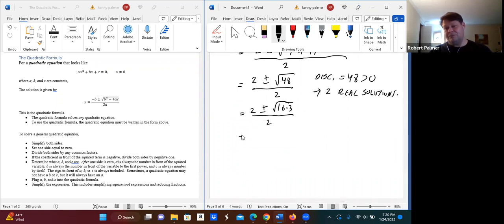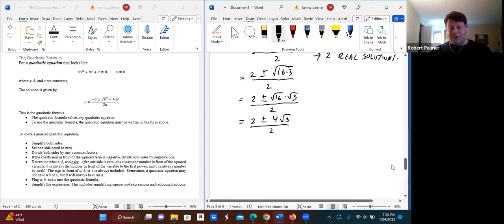Okay. And then if you recall, you've seen this before, since we're multiplying, we can break this up into the square root of 16 times the square root of 3, still over 2. And what that becomes is 2 plus or minus the square root of 16, of course, is 4, times the square root of 3 over 2. Now, square root of 3, we can't simplify anymore, so we're going to leave it as the square root of 3. Now, let's do one more thing, we can still simplify this a bit.